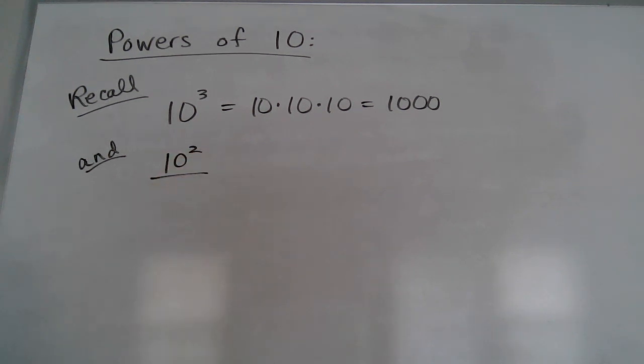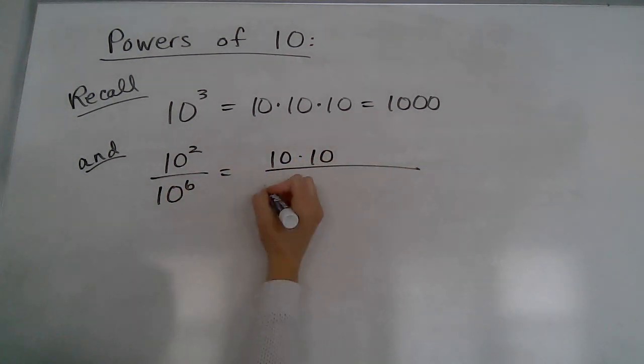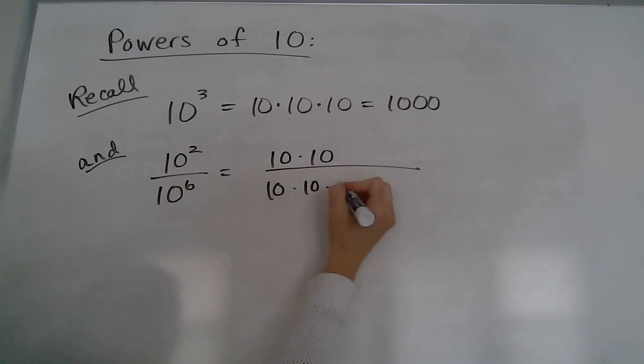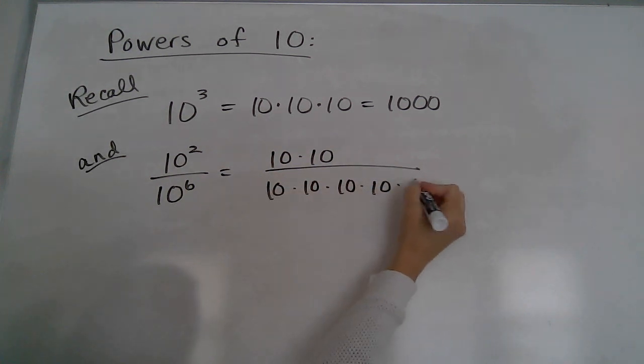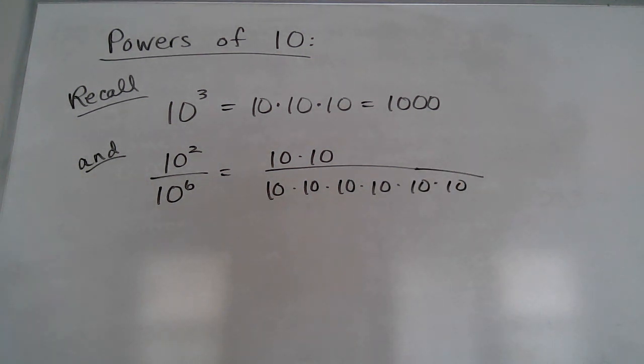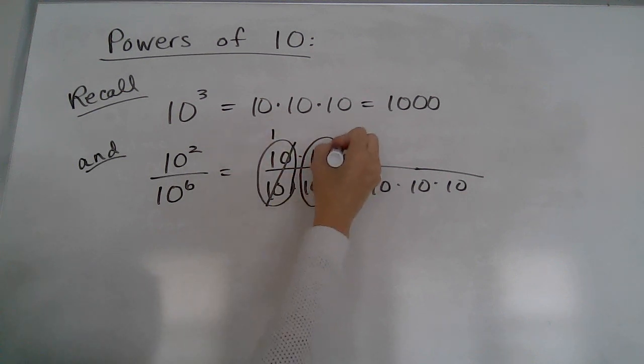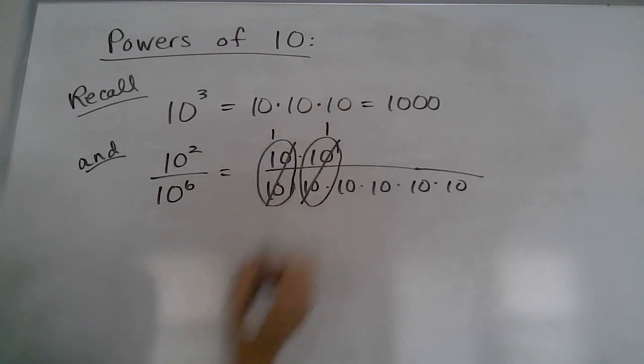If we have 10 to the second being divided by 10 to the sixth, that represents 10 times 10 in our numerator and 10 times itself 6 times in the denominator. And when we go to simplify, this should be pretty straightforward for you after our exponents unit. We have 10 over 10, which simplifies down to 1. Another 10 over 10, which simplifies down to 1.